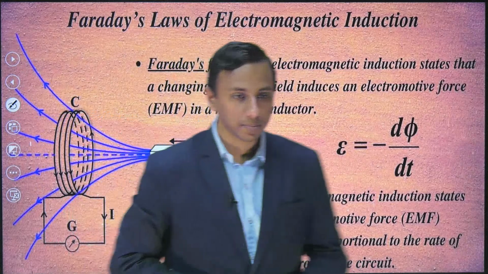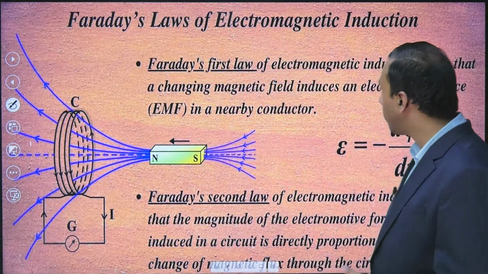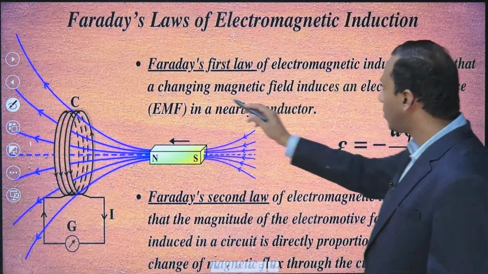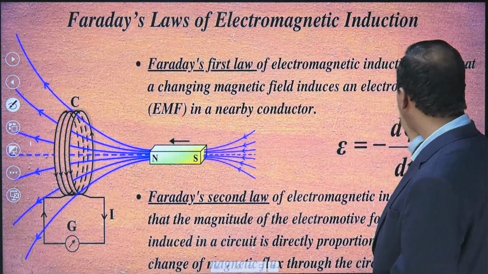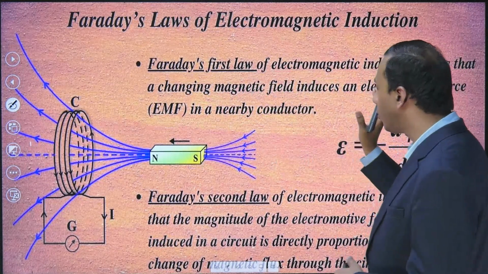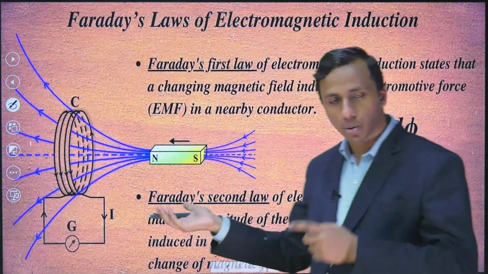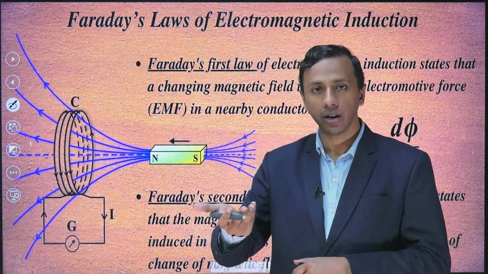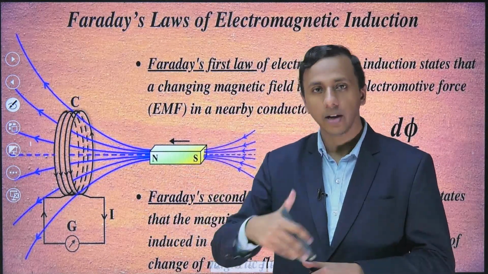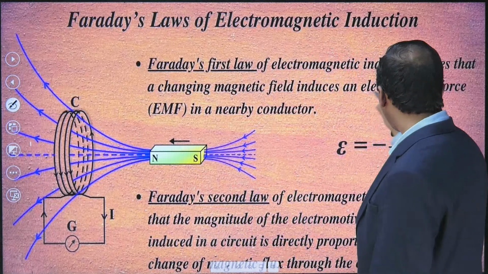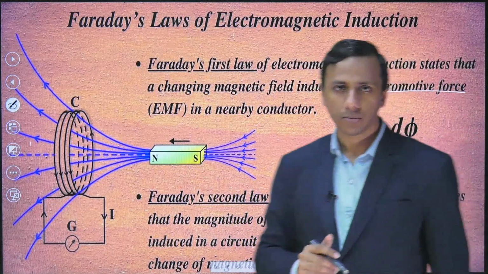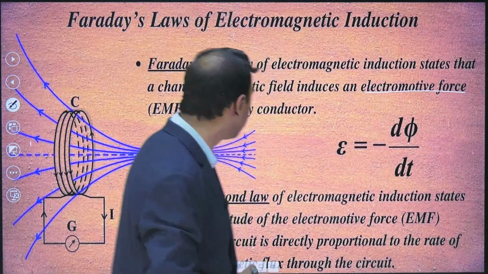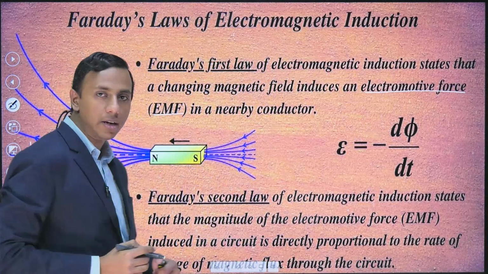Faraday's first law, please read the statement. It states that a changing magnetic field induces an electromotive force in a nearby conductor. Just now I told you, if you change the magnetic field, you change the magnetic flux and you induce an electromotive force, which is EMF in short, in a nearby conductor.